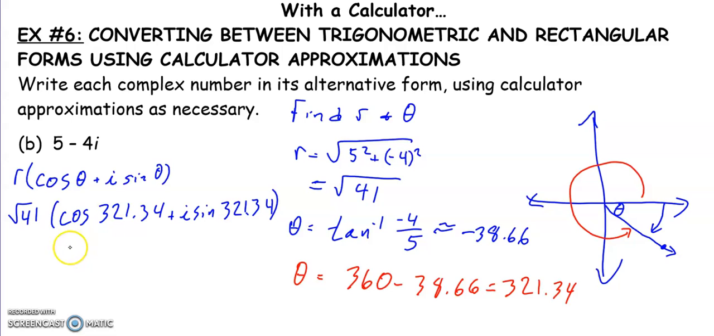And then I'm going to tighten it up and just say square root of 41 cis 321.34. Boom. Easy. Not so bad, right? Using the calculator does make it just a bit easier.